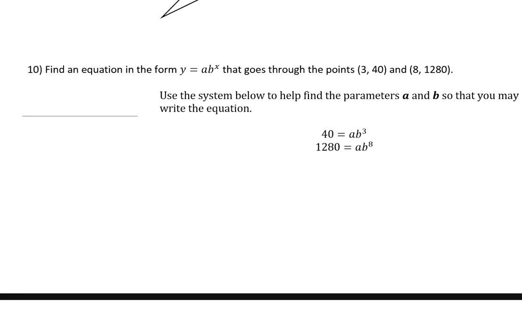It says, find an equation in the form y equals a b to the x power. So we can see it's an exponential function that goes through two given points. One of them is (3, 40) and the other point is (8, 1280). And then I'm really nice. I say, hey, use the system of equations below to help you come up with a and b, right?